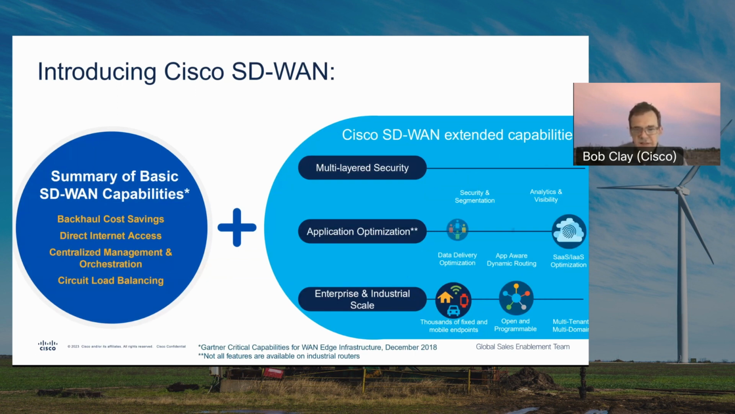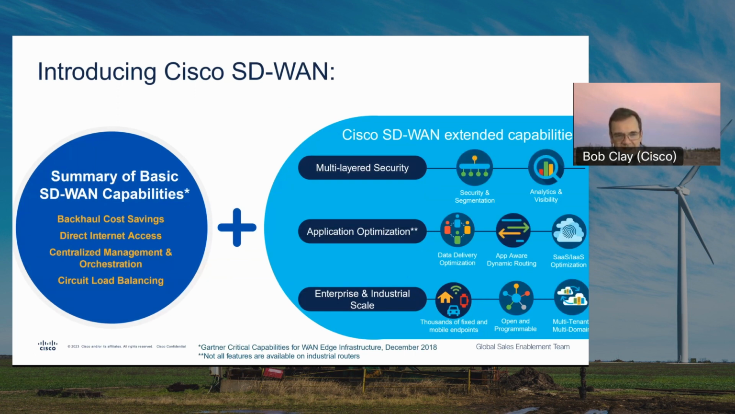So let's talk a little bit about SD-WAN. I'm not going to go into a lot of details. There are whole presentations, and you can find enough on YouTube or Cisco documentation about SD-WAN. But in general, on the left in this blue bubble are the features that Gartner laid out for what a basic SD-WAN system should do.